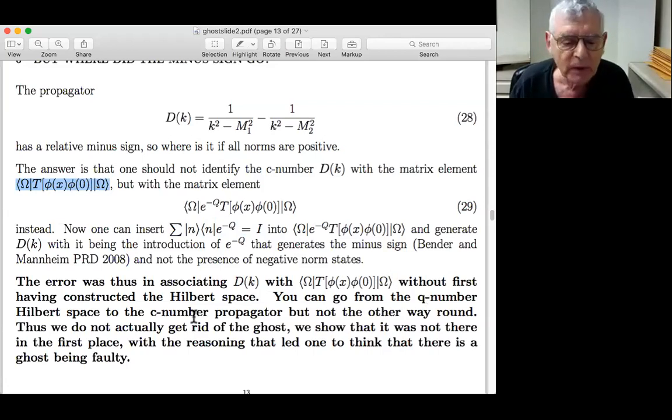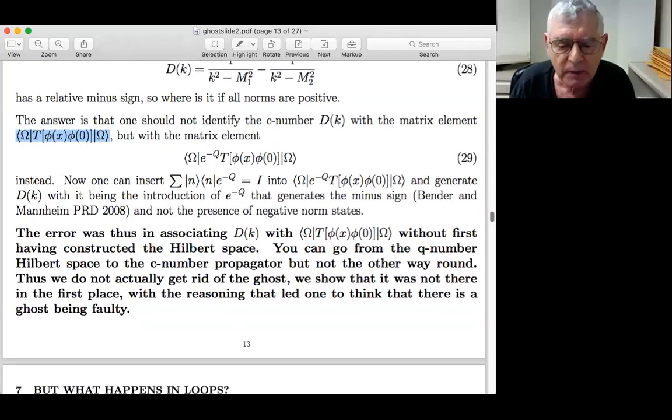You can go from the Q number to the C number theory, but not the other way around. So Carl and I's conclusion: we never got rid of the ghost. We show that it was not there in the first place, and it was just faulty reasoning to think that this propagator is necessarily associated with this matrix element.